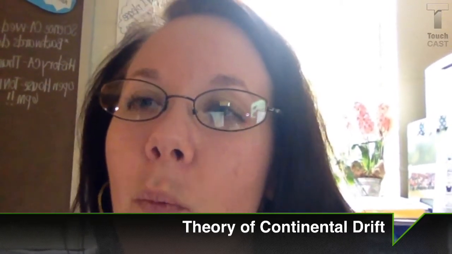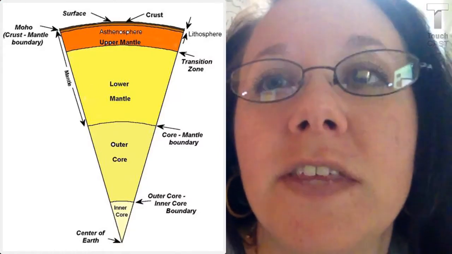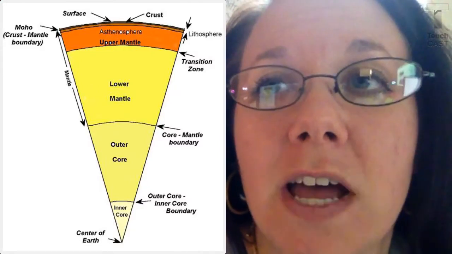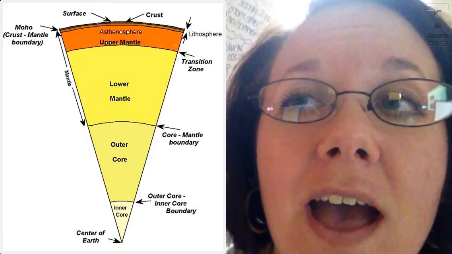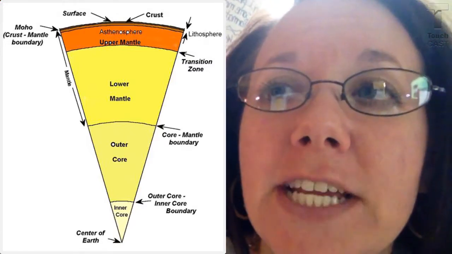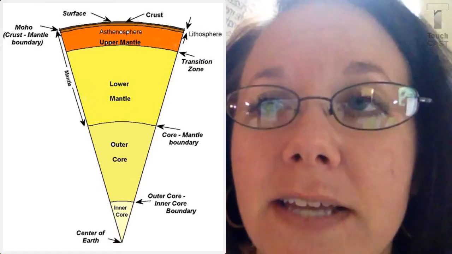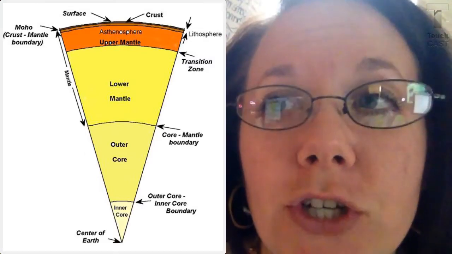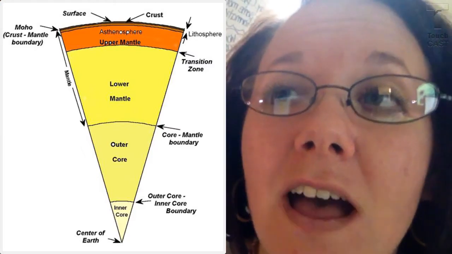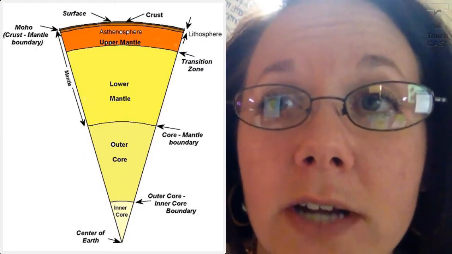The title of this video is Theory of Continental Drift, and we're going to figure out what that has to do with us. But first, let's take a look at how the Earth is ordered on the inside. This is a cross-section of the Earth from the outside towards the inside, and we have individual layers. Now, each one of these layers has individual characteristics based off of density, temperature, and pressure, and that's what decides which layer it is and where it's located.